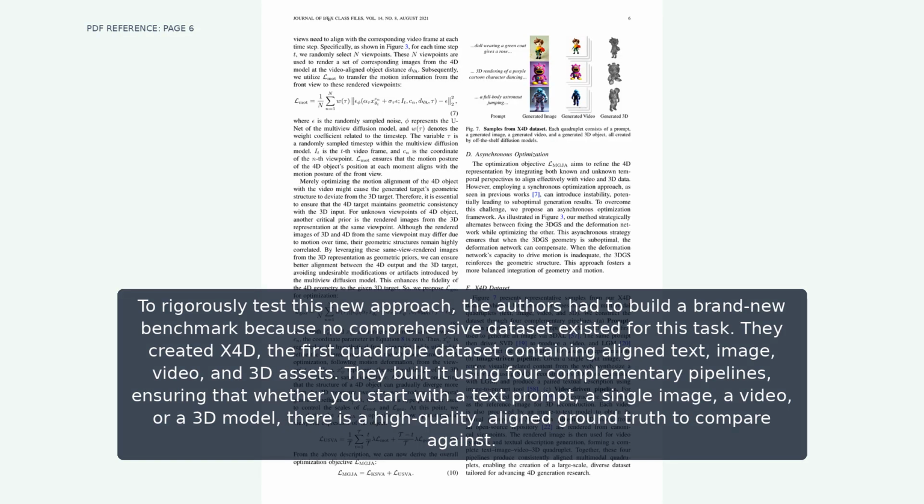To rigorously test this new approach, the authors had to build a brand new benchmark because no comprehensive dataset existed for this task. They created X4D, the first quadruple dataset containing aligned text, image, video, and 3D assets. They built it using 4 complementary pipelines, ensuring that whether you start with a text prompt, a single image, a video, or a 3D model, there is a high-quality, aligned ground truth to compare against.